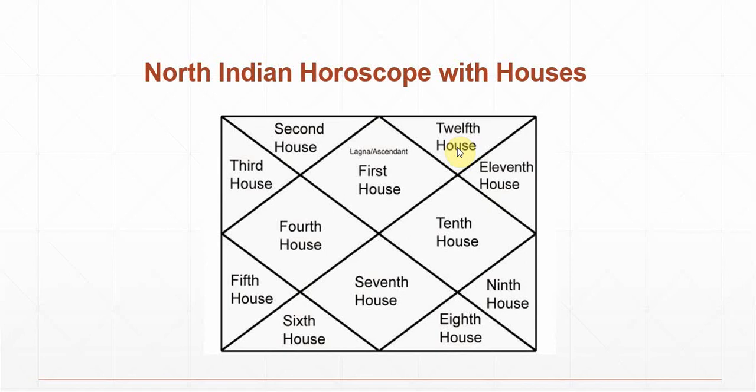12th house is responsible for your expenses, your hospitalization, jail, and general expenses. Then we see isolation also from 12th house. Okay, so these are the significations and representations of these houses in general and in brief. We'll be discussing these significations and these representations in much more detail in the upcoming video lectures.